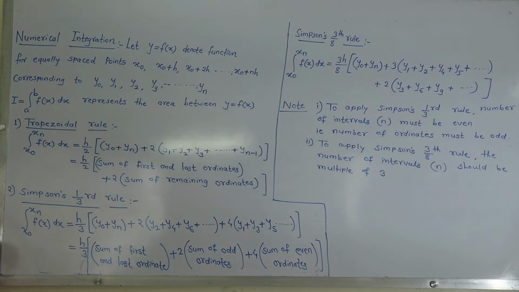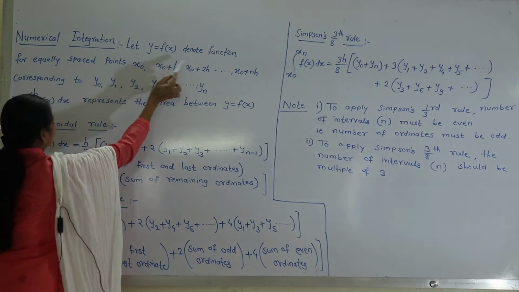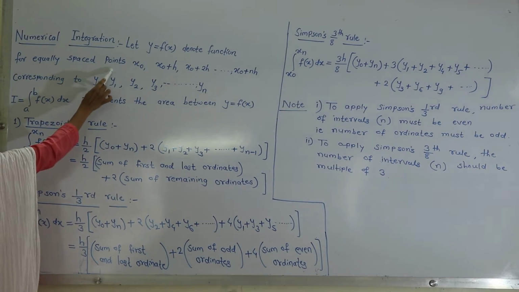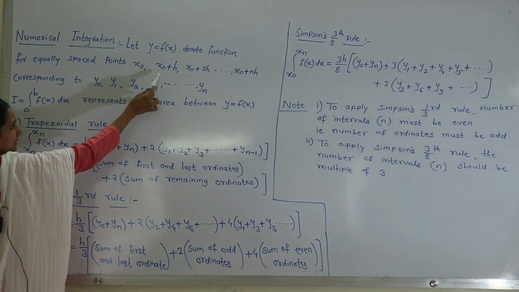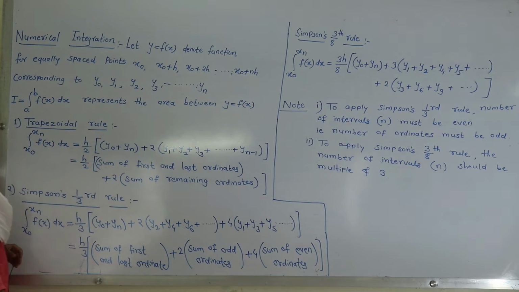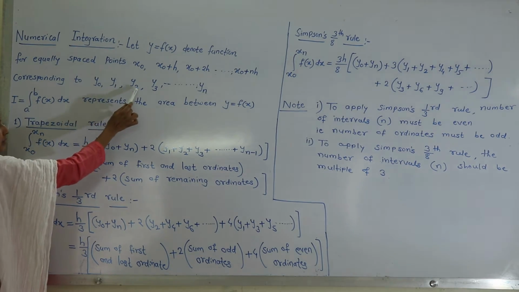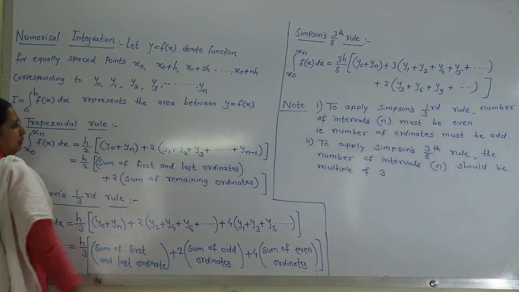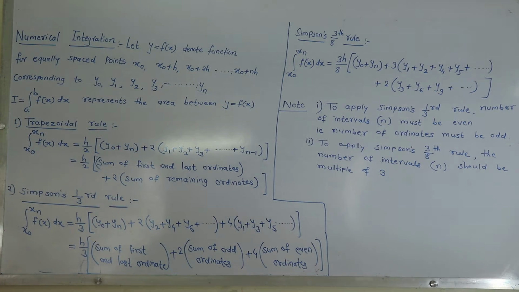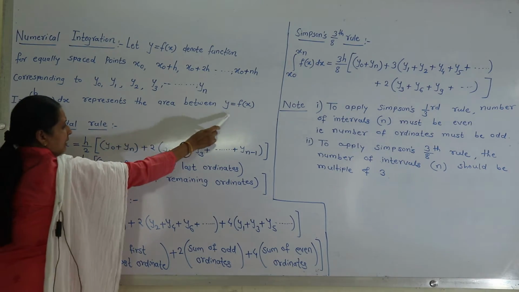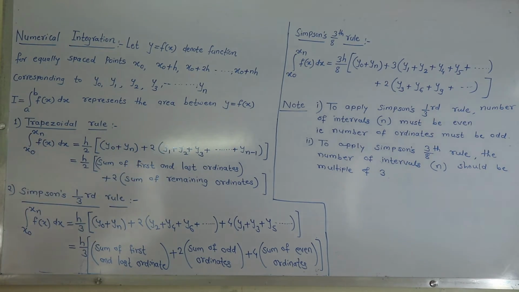Now the next topic is numerical integration. Let y is equal to f(x) denote the function for equally spaced points x0, x0 plus h, x0 plus 2h and x0 plus nh, corresponding to values of y: y0, y1, y2, y3 up to yn, as there are n intervals. Then the integration from a to b of f(x) dx represents the area between the curve y is equal to f(x).